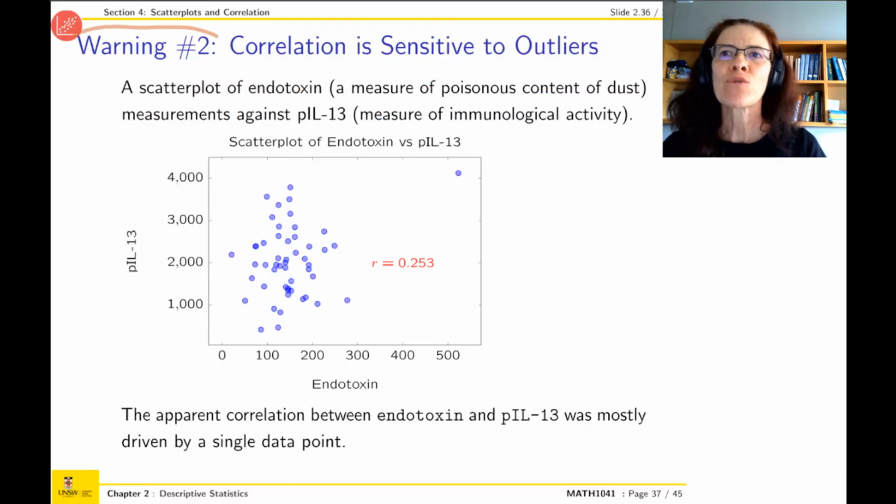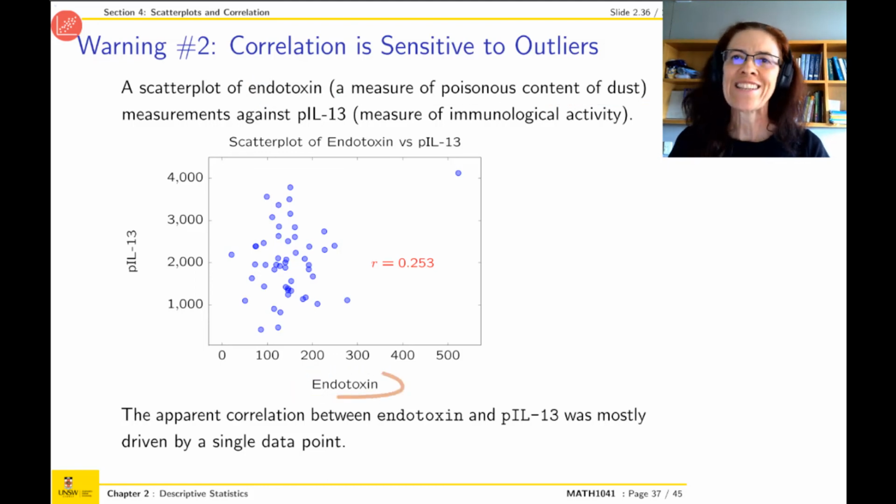The next thing we want to warn you about is the fact that correlation is sensitive to outliers. Let's look at this example. We have a scatter plot of endotoxin, which measures the poisonous content of dust. That's what we have on the x-axis. And then we have PIL-13, which measures basically your body's reaction, your immune reaction, so immunologic activity. The question is, when there is more poison in the dust, does it create more reaction in your body? Each dot corresponds to an individual.